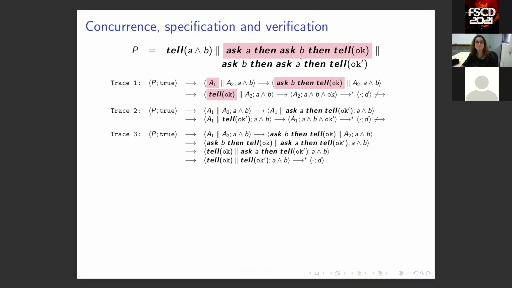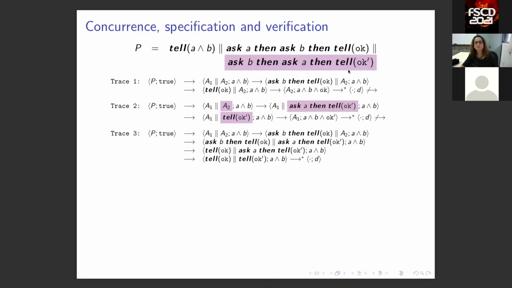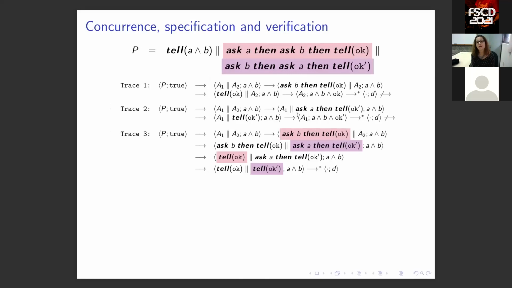I can start with the first ask process, and then move on with this until I get okay. And then I move to the other one. Or I can start from the second one until I have okay prime, and then I can move with the other process as well. Or I can interleave the execution of these, okay? So I can ask A of the first process, then ask B of the second, then ask B of the first, and then ask A of the second, right? So this is an interleaved kind of reduction, okay?